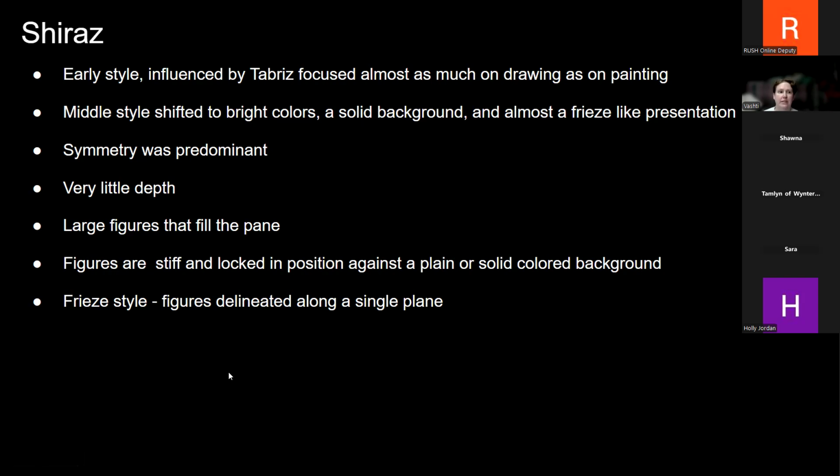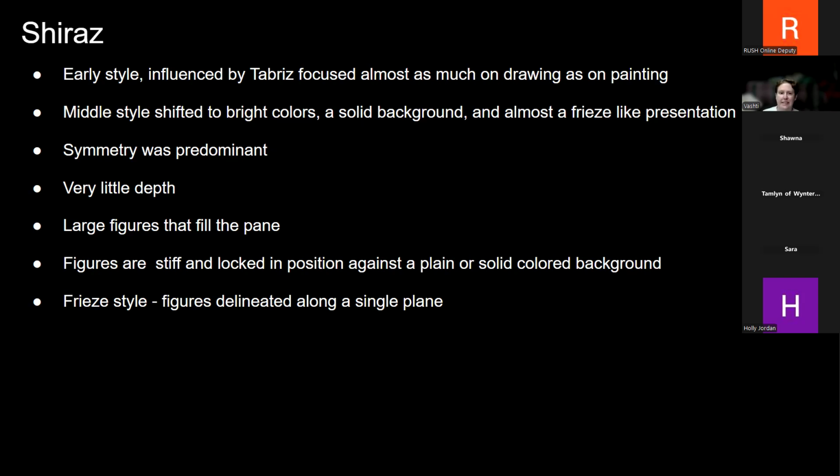What we see in the middle Shiraz style, that break from that kind of wash and show the bare page style that initially happened in Tabriz, instead we get really bright colors, a solid background, and something that is arranged much more horizontally. It almost looks like a frieze painting like you would see on a building. And symmetry is a really big deal here. There's very little depth. They have really large figures that look like they are positioned right up at the very front of this boundary box.